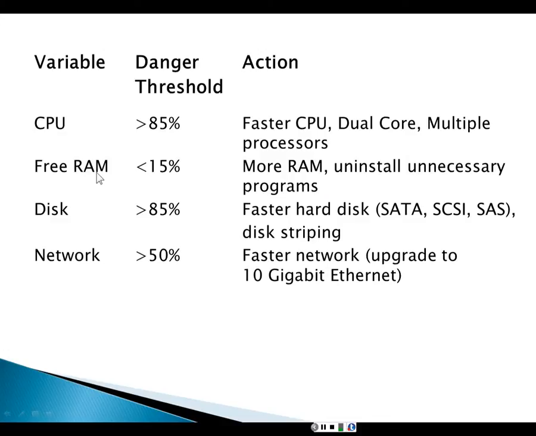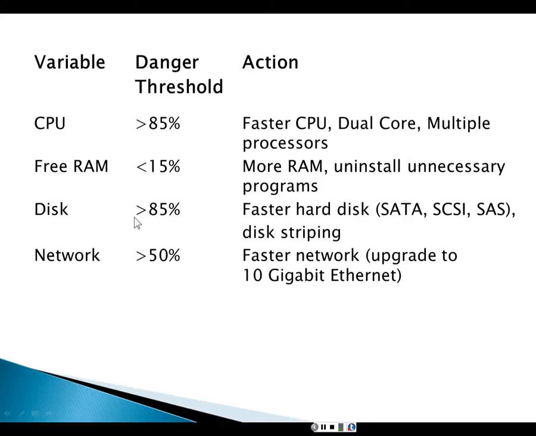Free RAM, which is the difference between granted memory and consumed memory. And if free RAM is less than 15%, that's a danger threshold. I mean, the system will still run on 10%, but that's just getting a little too low. Typically, we consider 15% to be the danger threshold. If free memory is low, then we can, one, simply get more memory, or we can uninstall some of the virtual machines and install them in other ESXi hosts.